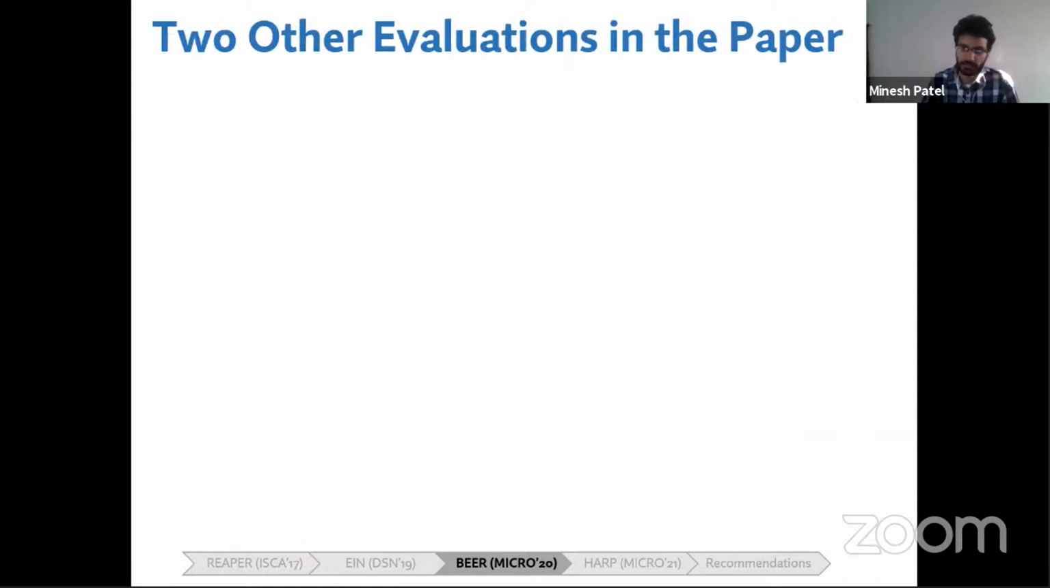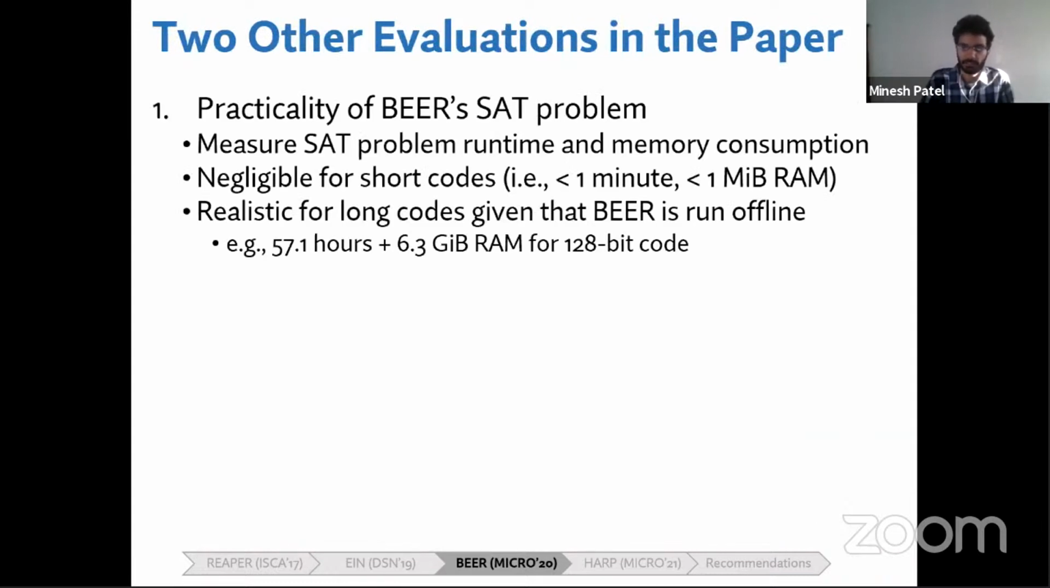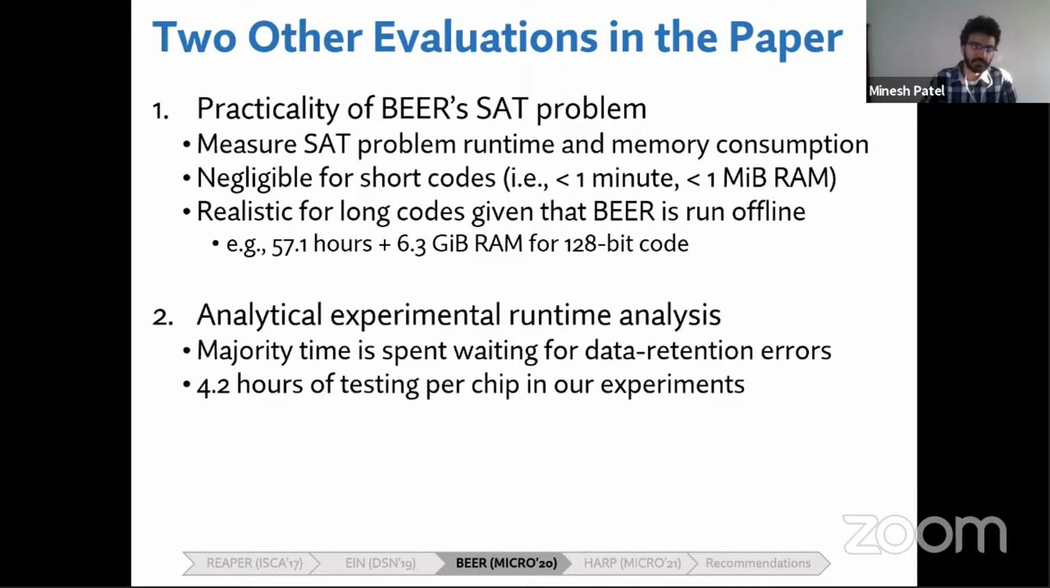Our paper provides 2 other evaluations for BEER. First, we evaluate the practicality of BEER's SAT problem in terms of runtime and memory consumption, and we find that both are negligible for short codes and realistic for longer codes. Second, we evaluate the experimental runtime, and we find that the experimental runtime is largely bounded by waiting for data retention errors to occur. And in our experiments, approximately 4.2 hours of testing is used per chip.